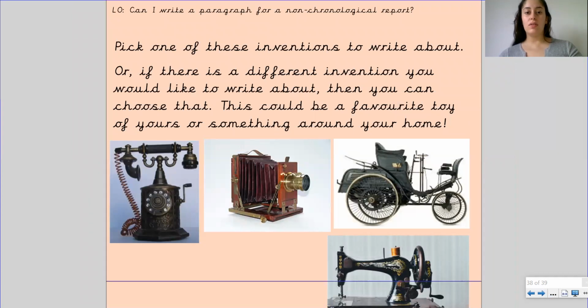Okay, now it's your turn. You're going to pick one of these inventions to write about, or if there's a different invention you would like to write about, then you can choose that as well. This could be a favorite toy that you've got at home, or something else that you can see around your house that you think would be quite interesting to describe. Please make sure that you follow the things that we've spoken about. Use your descriptive language, use your best handwriting, and come up with a few bullet points first, and then turn it into a paragraph, making sure you don't start every sentence with the same word.